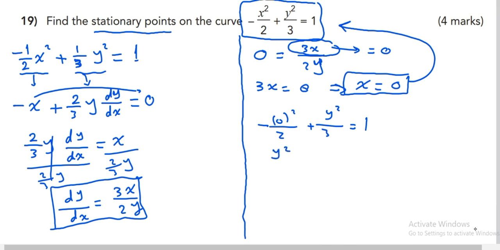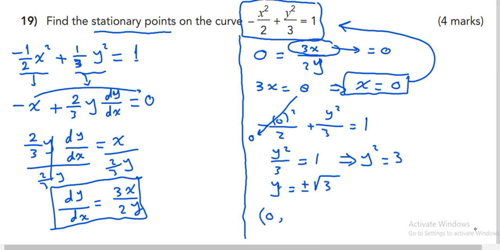Here y power 2 over 3 equal 1, because this expression equals 0. So y power 2 equal 3. Take the square root, and don't forget, as we said before, positive and negative. So here we have 2 points, 0 and root 3, 0 and negative root 3. Here we have 2 stationary points for this function.